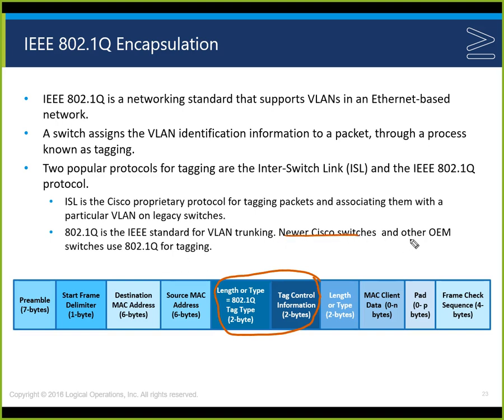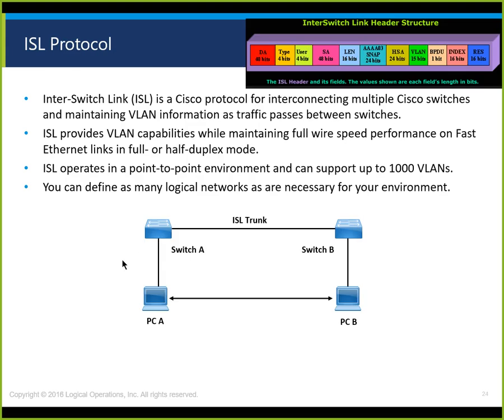Newer Cisco switches and other OEM switches use the .1Q for tagging. ISL is Cisco proprietary. I was going to say, actually, I haven't seen one in a switch for a long time. Maybe 2500s were the last ones that probably had ISL available. I don't think you'll see it in anything that's been made in the last 10 years.